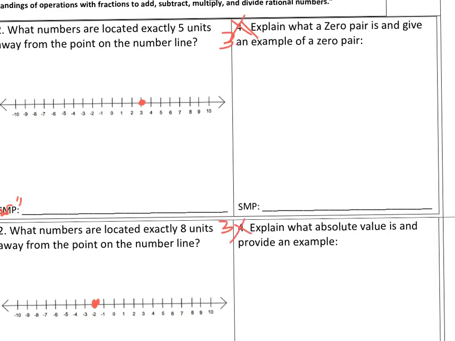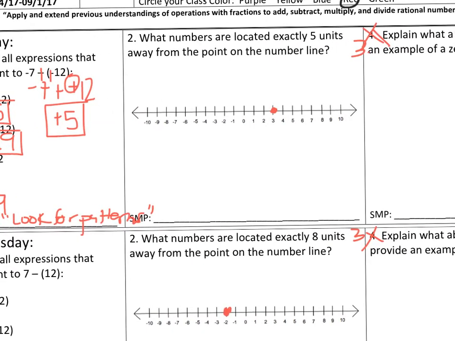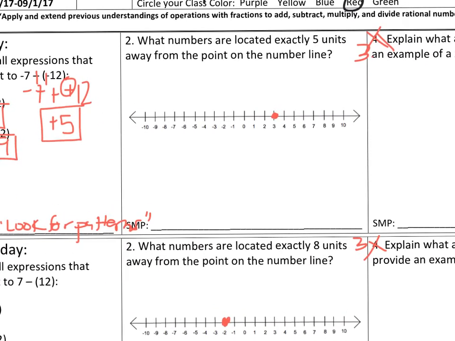All right, now let's go back to number 2. So it says what numbers are located exactly 5 units away from the point on the number line. So here you would go to the designated point. In our case, it's positive 3. So we're going to go 5 units to the right in the positive direction and 5 units to the left. So 1, 2, 3, 4, 5. Okay, where am I at? I'm at positive 8.